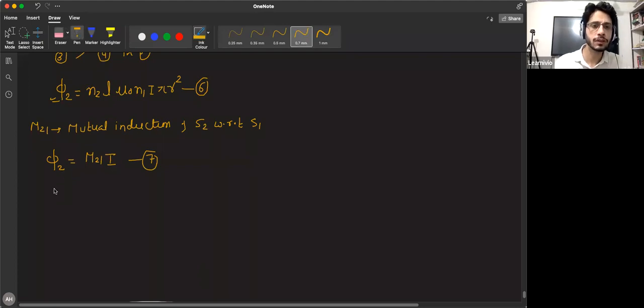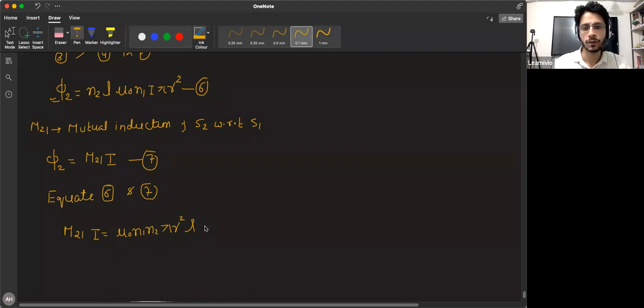So when you equate 6 and 7, you will get M21 I is mu naught N1 N2 pi r square L I. So this I will cancel this I, and you will get M21 is mu naught N1 N2 pi r square. So this is the mutual induction.